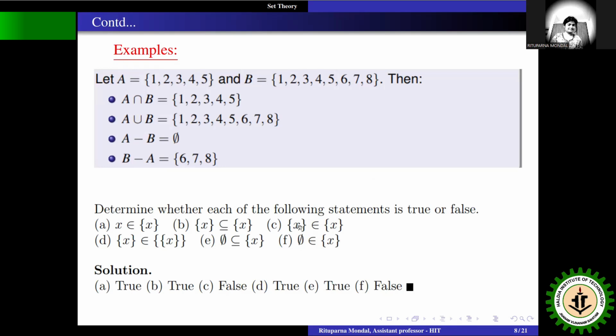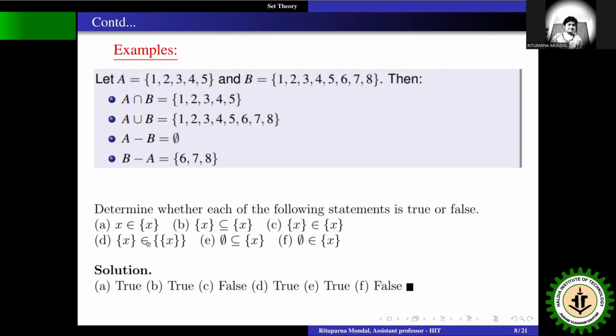Here, this one is a set and this one is a set. And this is the notation belongs to. So we can't say that a set belongs to that set. So this is a false statement. Here, in D, this one is a set and this one is also a set which contains a set. This one is a set which contains a set. So this one is the element.